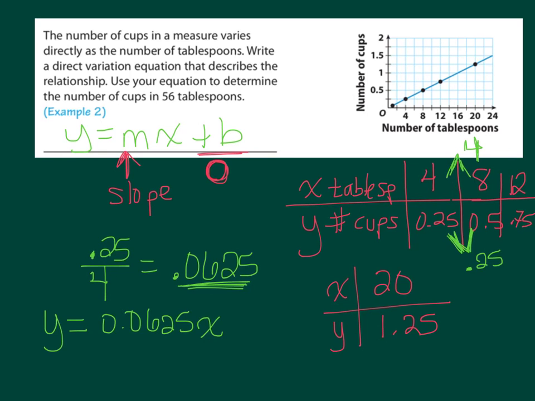Then it wants us to estimate the number of cups in 56 tablespoons. So I can substitute 56 in for the x to figure out how many cups 56 tablespoons would be. When I do that, I get 3.5. So 56 tablespoons is 3.5 cups.